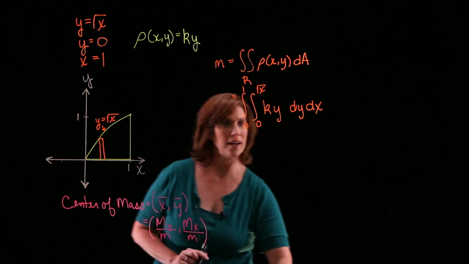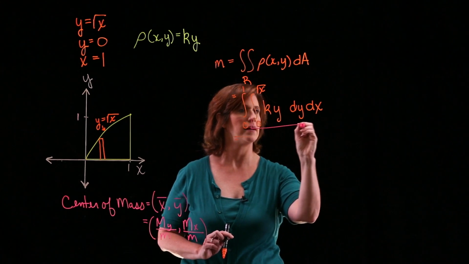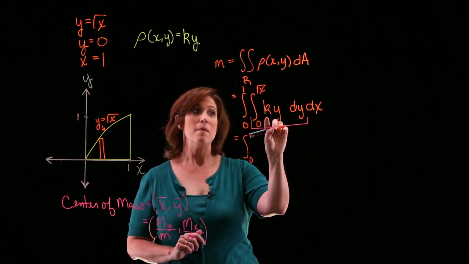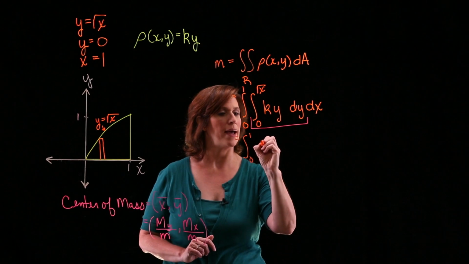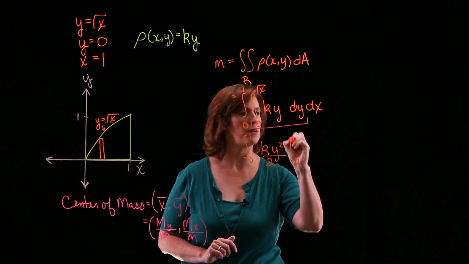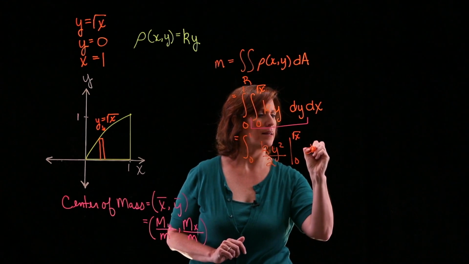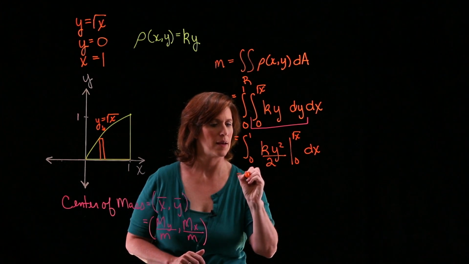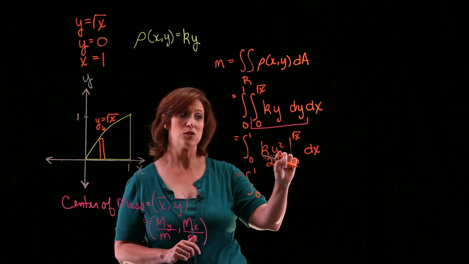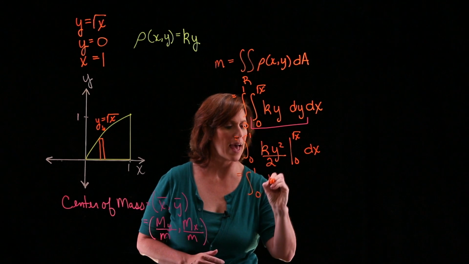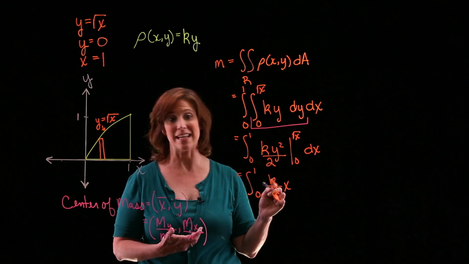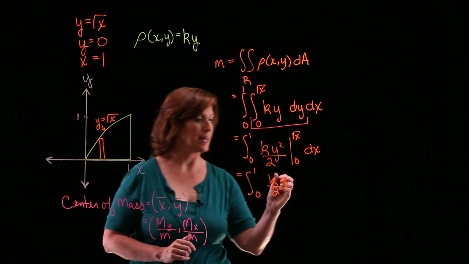Okay, so starting with the inside integral. Remember, k is a constant, so my integral will be k times y squared divided by 2, evaluated from 0 to the square root of x, dx. Plugging in my upper and lower limits, I will have the square root of x squared, which will just be x. So this will be k divided by 2 times x. And when I plug the 0 in for y, I just get 0. So that's the result of my inside integral.